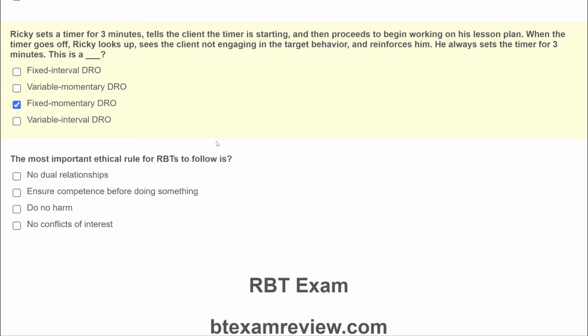And then finally, the most important ethical rule for RBTs to follow is what? What is the number 1 ethical rule? No dual relationships, ensure competence before doing something, do no harm, and no conflicts of interest. Well, the most important ethical rule is do no harm. Do no harm is what leads to not engaging in dual relationships, not having conflicts of interest, and us ensuring competence. Do no harm is the number 1 rule RBTs need to follow.